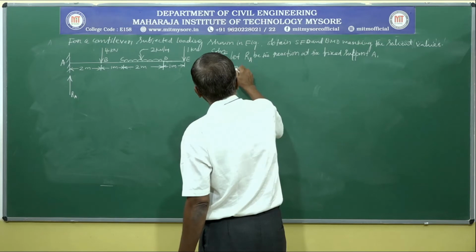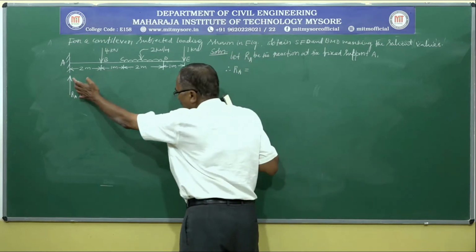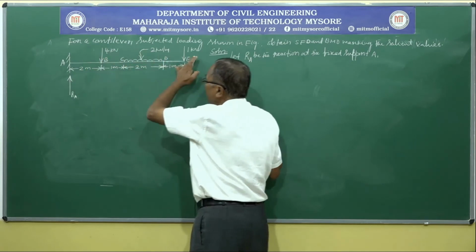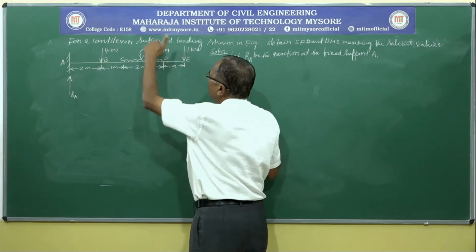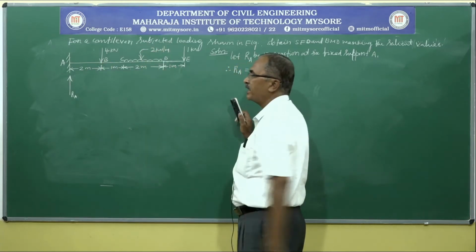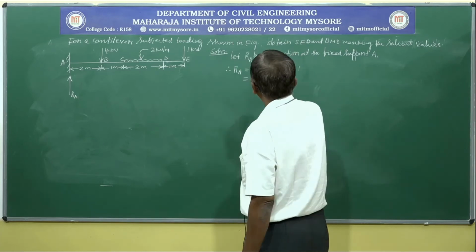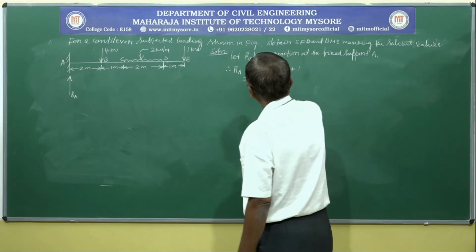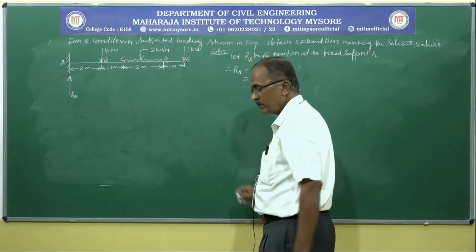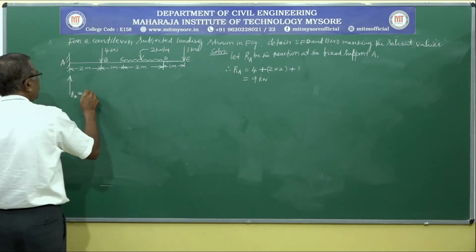Therefore, RA is equal to, again here to calculate RA we simply sum the loads acting on the beam. Summing means without considering any sign convention, we simply keep on summing those. RA is equal to 4 plus 4, 8, plus 1, 9 kilonewton. So, we can mark RA is equal to 9 kilonewton.